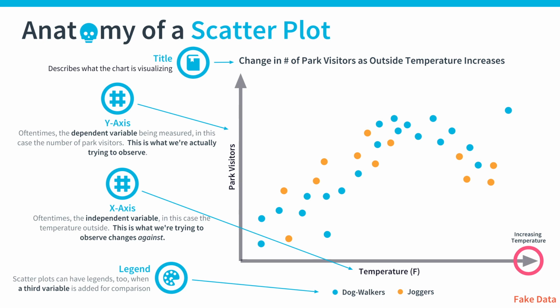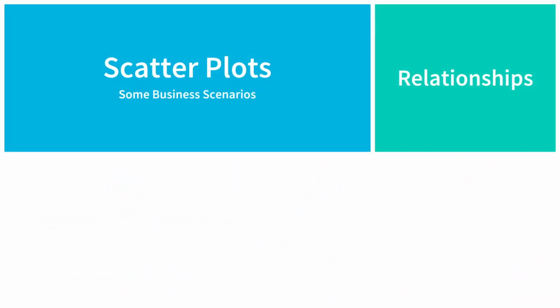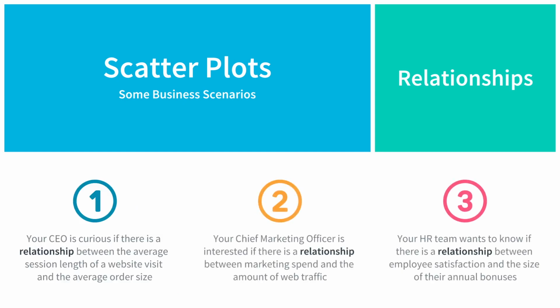Even though this scatter plot is fairly self-explanatory, it's important to always add a title to every chart you build. So to sum everything up, scatter plots are all about relationships. If your CEO is curious about the relationship between how long customers visit your website and how much they order, scatter plots might be a great fit. If your chief marketing officer wants to know if the amount of money spent on different marketing campaigns leads to an increase in web traffic, scatter plots could help. Anytime you have two variables that exist on a continuous scale and you want to compare the two, scatter plots might be just the trick.